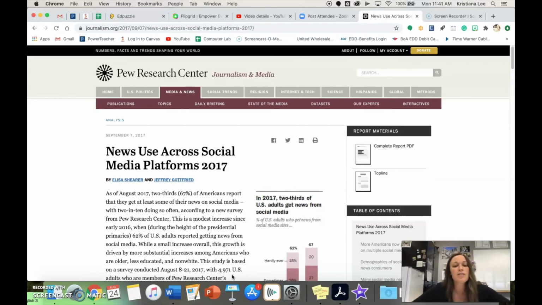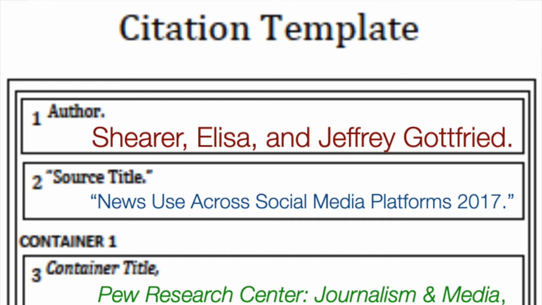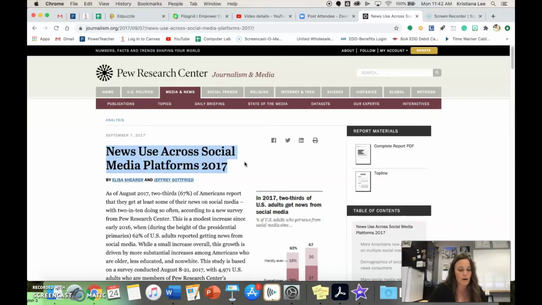The second thing you need is a source title. The source title is right up at the top here. It says News Use Across Social Media Platforms 2017. So that's what I'm going to put in my citation template, and I'm going to actually put quotation marks around it because it is the title of an article.